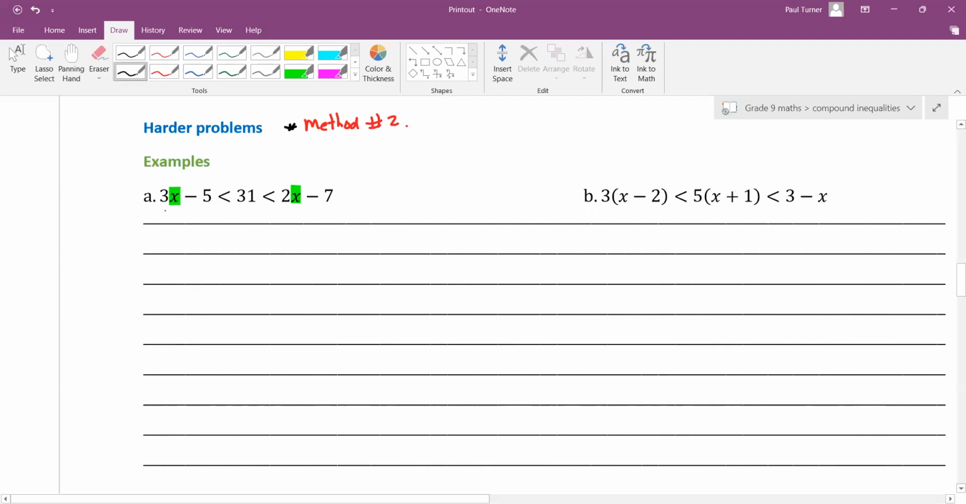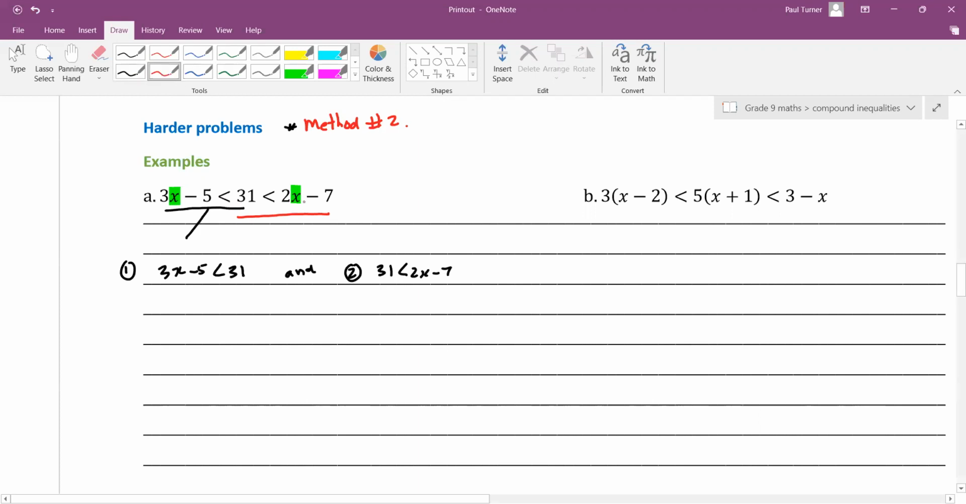So we can say that this bit is less than 31. We'll make that inequality 1 here: 3x minus 5 is less than 31. And inequality 2, then we would say that 31 is less than 2x minus 7. So we have to do it twice and then we'll join it back at the end. And we do every question like that.